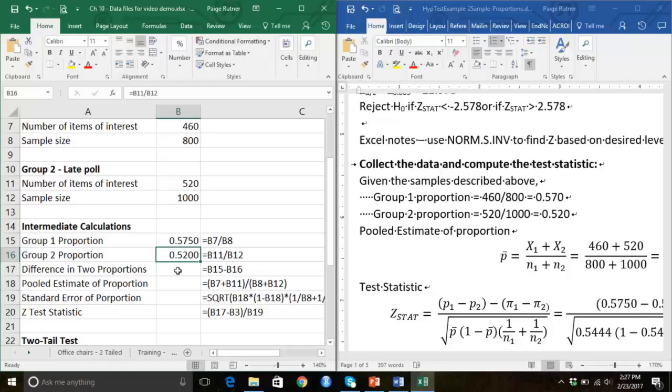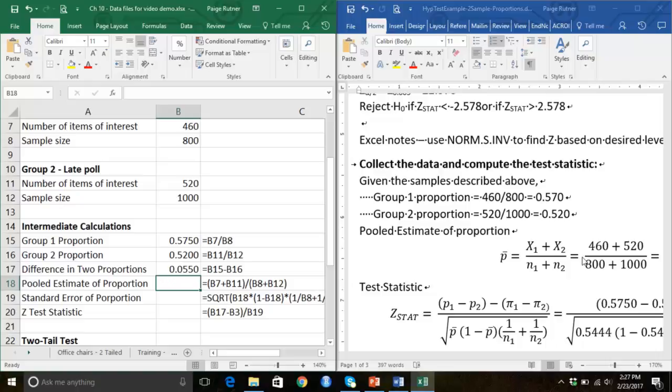All right. And then I'm going to go ahead and compute, since I know I'm going to need this when I compute my test statistic, the difference between my sample proportions. And so that'll be the 0.575 minus the 0.52. That's a difference of 5.5%, or 5.5 percentage points, I guess I should say.